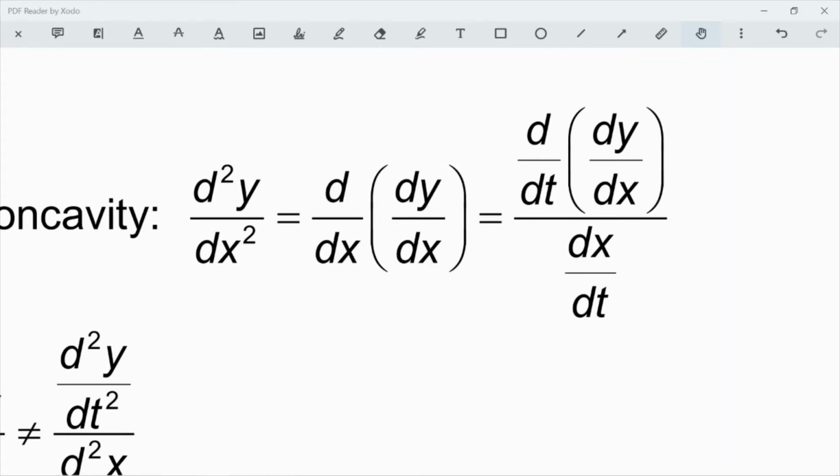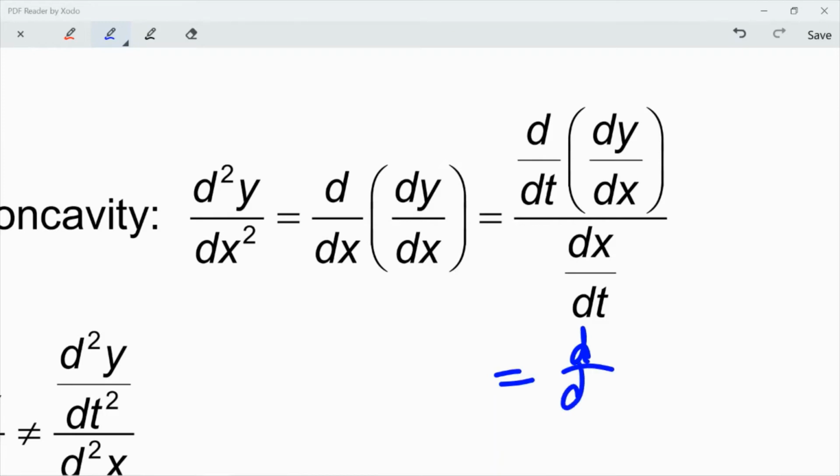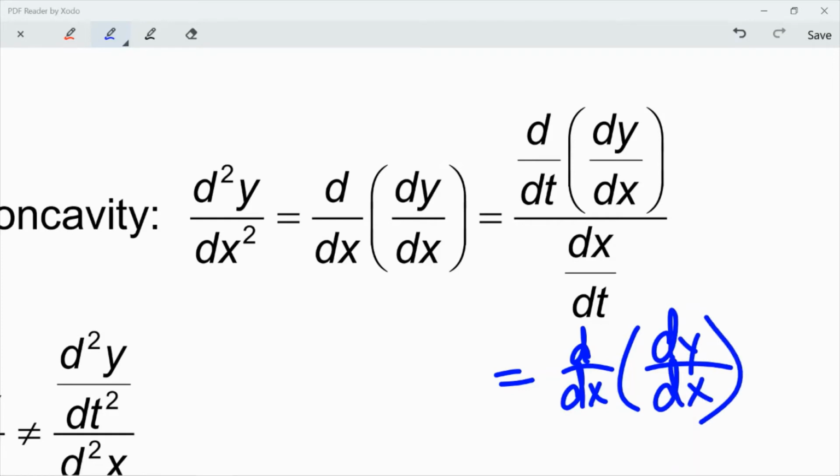So we're going to take the derivative of dy/dt over dx/dt with respect to time, and then we're going to divide by dx/dt. And if you notice what happens here, when I flip and multiply, the dt's cancel out, and I end up with d/dx of dy/dx. Okay, so the reason we have the d/dt there is because our dy/dx is going to be in terms of time. So we take the derivative of that with respect to time and we divide by our dx/dt, and that's going to give us our second derivative of y with respect to x.